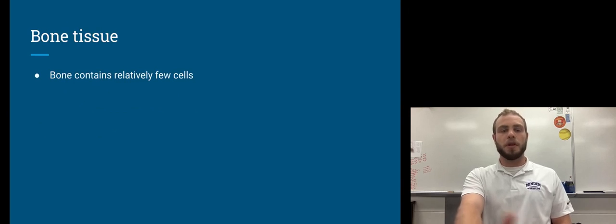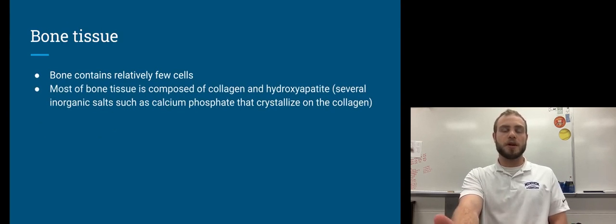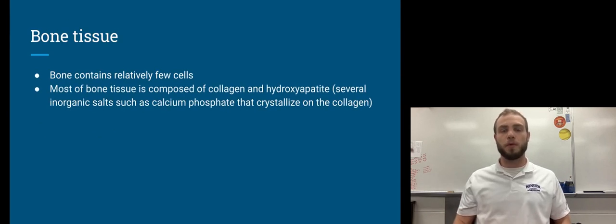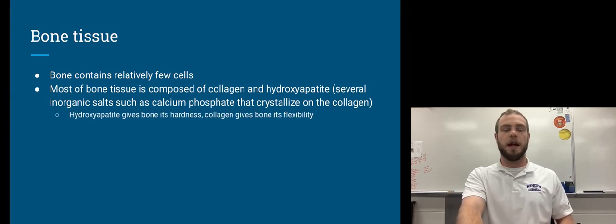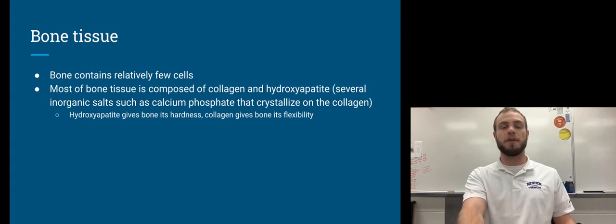Okay. So we're going to be looking at bone tissue here, and bone as a tissue actually has very few cells. Most of your bone tissue, when you think of your bones, is going to be a combination of collagen and hydroxyapatite. Hydroxyapatite is a mineral. It's got inorganic salts such as calcium phosphate. They're going to be deposited on the collagen and they're going to crystallize. The hydroxyapatite is going to be responsible for giving bone its hardness and its strength. Collagen is going to give it its flexibility. And so you need a bit of both. You need that hardness from the hydroxyapatite and the flexibility from the collagen so that bones are strong, but they aren't brittle and break fairly easily.